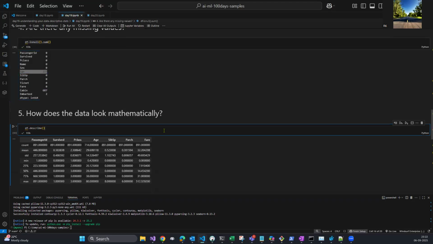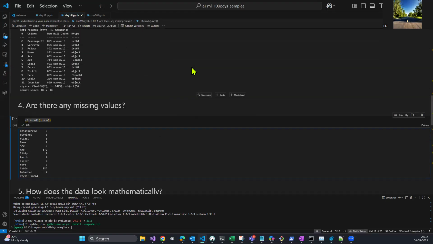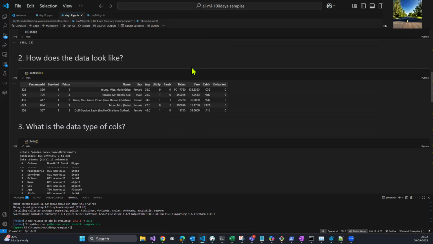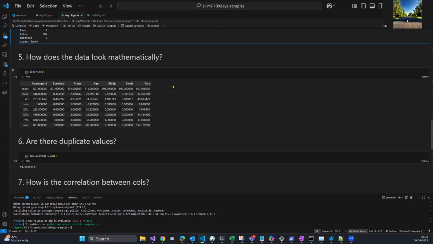And the next question we should be asking is, how does the data look mathematically? So we looked around the data, we understand null values, symbols, data types, how big the size is and all that. But in a nutshell, how can we describe that data mathematically? To get that, df.describe will describe that.